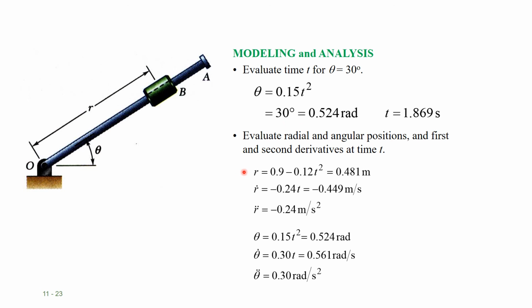If we have the equation for the radius, we can take derivatives. So here's the position, radial velocity, radial acceleration. Here's our angle, angular velocity, angular acceleration. We're just taking derivatives with respect to time to go from position to velocity to acceleration. Angle, angular velocity, angular acceleration. It's the same idea. And these are the pieces that we're going to be plugging into our velocity and our acceleration equations.